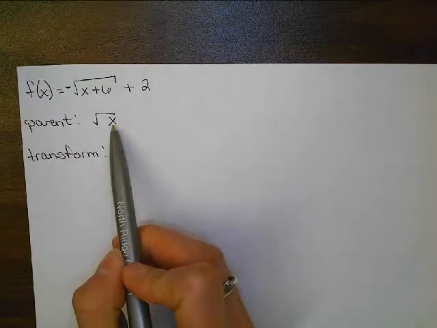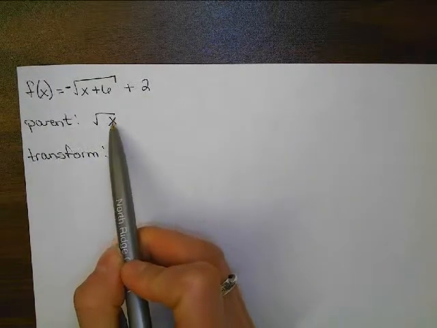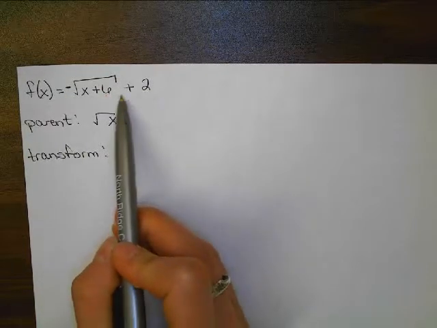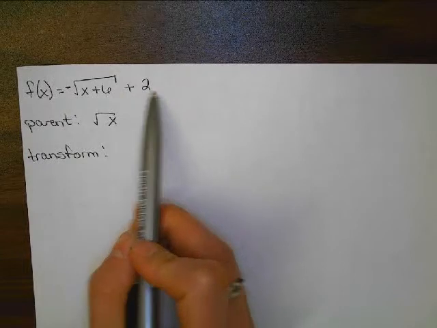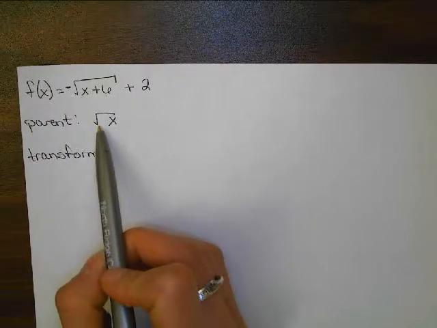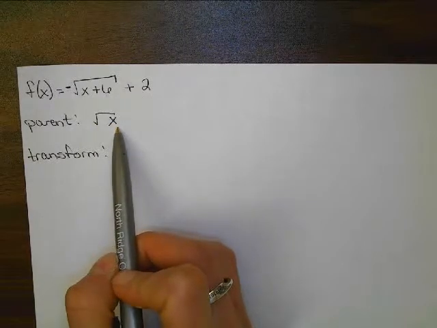So my parent function is just going to be radical x. And again, the reason for that is because this 6 and this 2 and this negative, that's all extra stuff that transforms it. So the original is just the x and the function type, which is the radical. So here's radical x as my parent function.